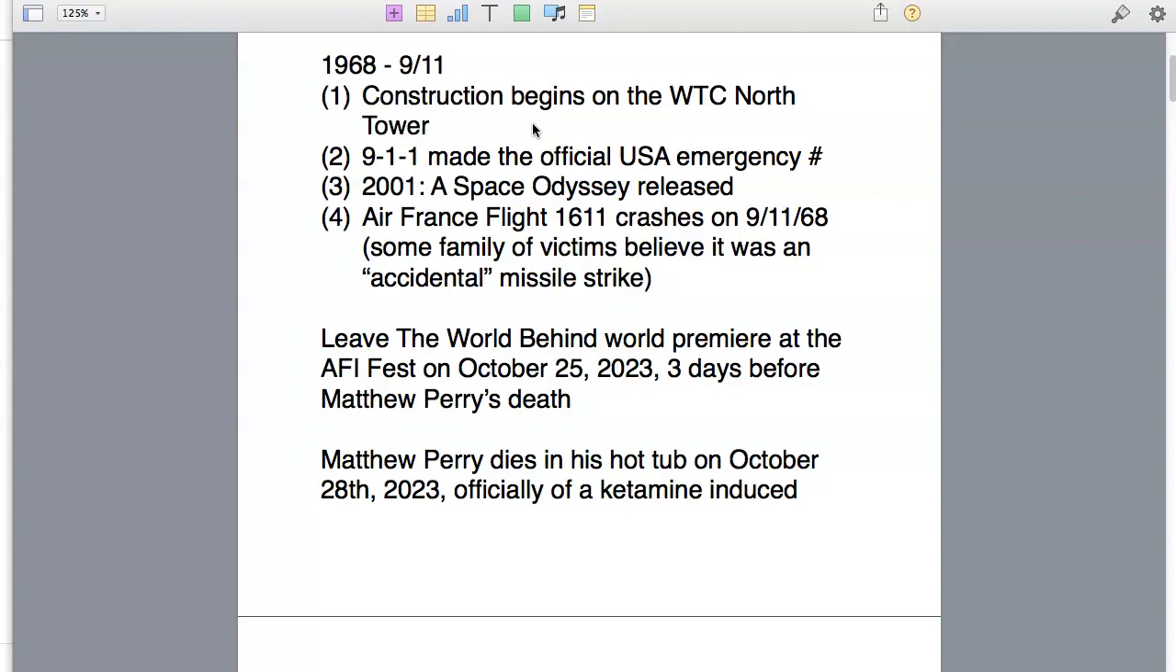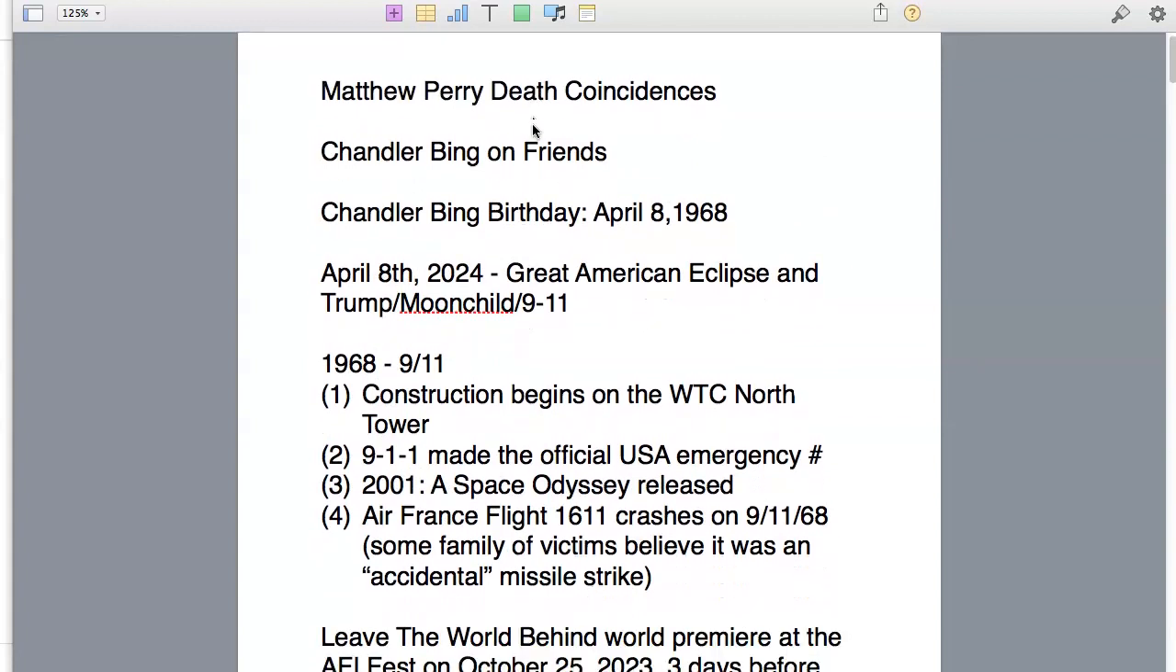Air France flight 1611, which has a 9/11 in it, obviously, crashes on September 11th, 1968. And some family of the victims of that crash believe it was actually an accidental, quote-unquote, missile strike that took down that plane. It at least brings a ritual sacrifice in the context of 9/11 in 1968, 30 years before the actual event on 9/11 itself. Which just adds a whole new element to the 1968 9/11 stuff. And we go back and look at Chandler Bing's birthday, April 8th, 1968. Wow, okay, this is a lot of resonance with the Great American Eclipse and 9/11.